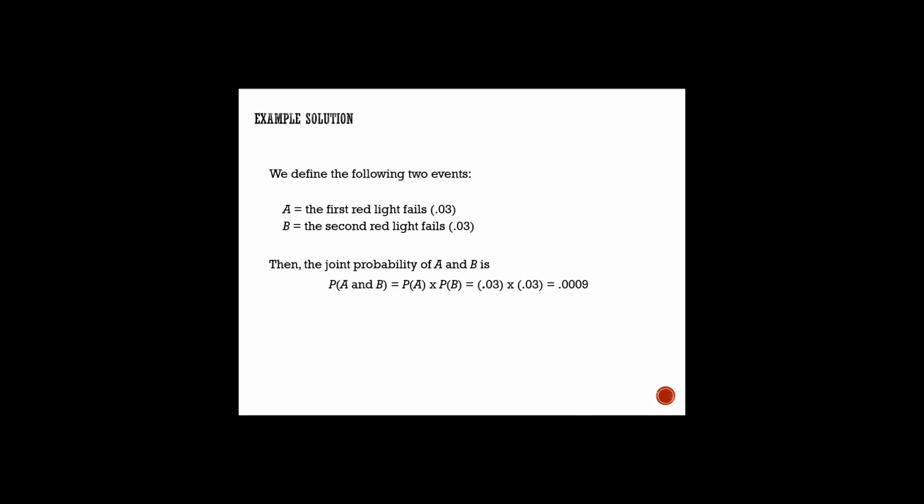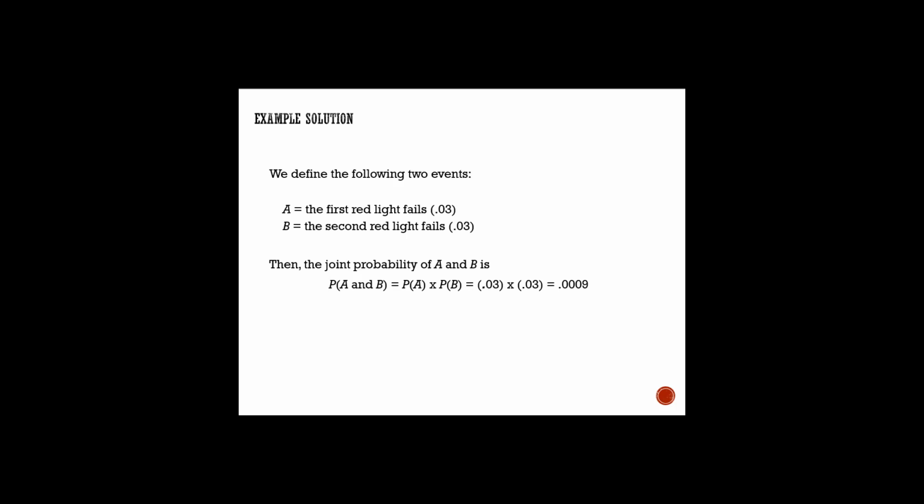So what does it look like? Well, first we define the events. Event A, we'll say, is that red light 1 fails, and event B is that red light 2 fails, and then we look at the probability of them failing. The probability of any red light failing is 0.03, so I could write that down for both of them. Then I take my formula and say the probability of A and B happening is the probability of A times the probability of B, or 0.03 times 0.03, which gives me 0.0009.